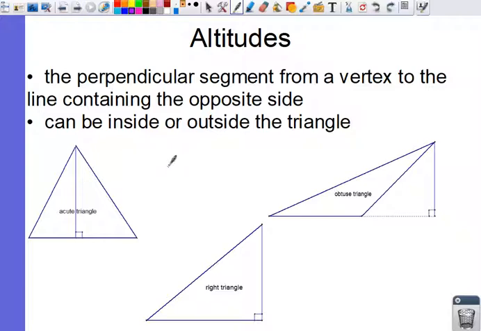Alright, altitudes. These are the perpendicular segments from a vertex to the line containing the opposite side. And I say line containing the opposite side because on an obtuse triangle, the only way to draw a perpendicular to two of the sides is to extend the line out, like they do in area problems, and draw the altitude, okay?